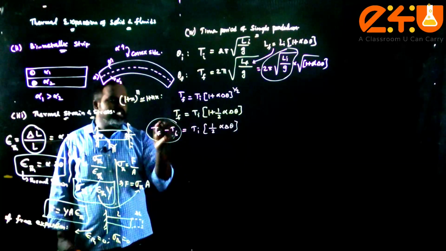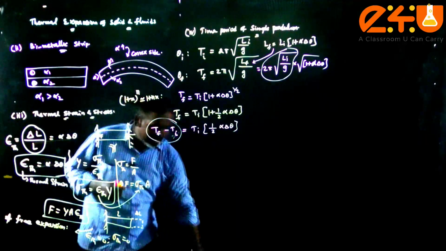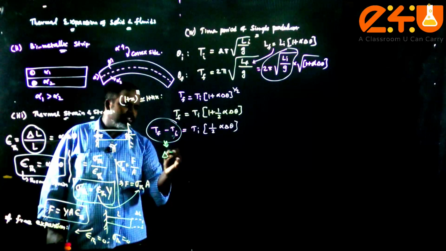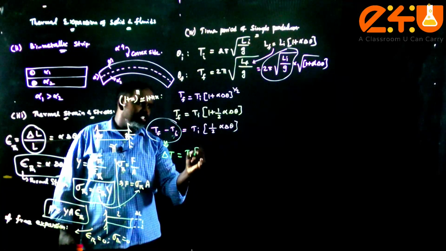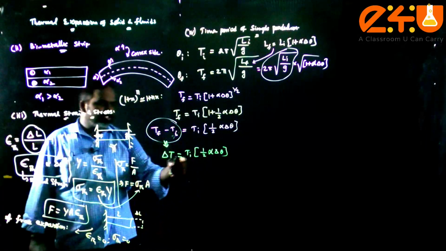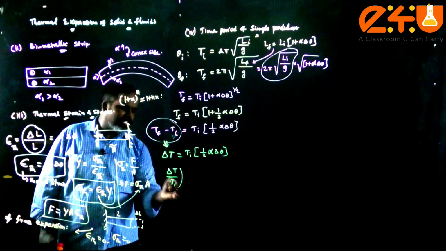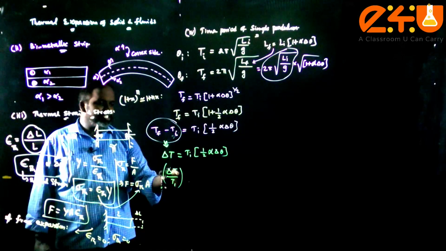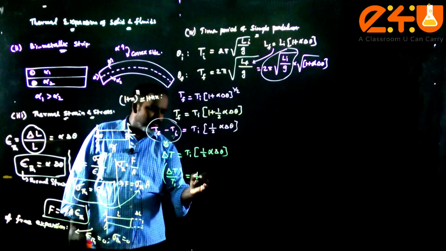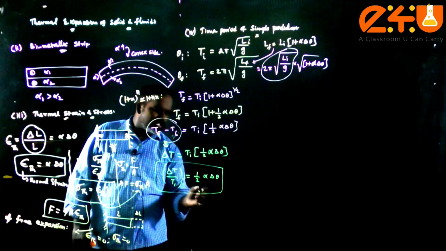This is called a change in time period. So the change in time period is given by delta T, that is equal to T initial into 1 by 2 alpha into delta theta. Take this one down, then we can write that delta T by T initial, this is called the fractional change in the time period of the system or pendulum, that is equal to 1 by 2 alpha into delta theta. So this is the important result.